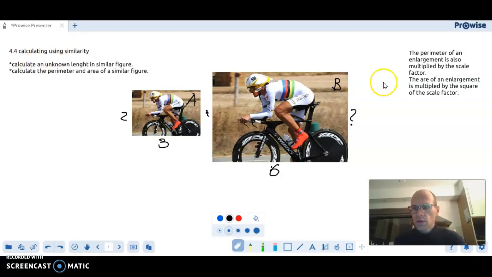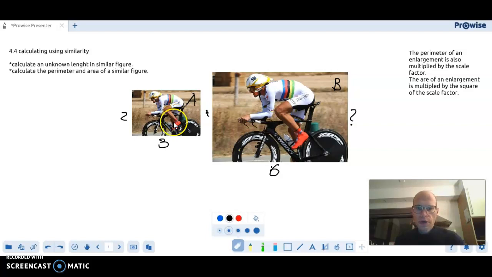The other thing, calculating the perimeter and the area, is very simple. If you know the perimeter of one, then you multiply that number by the scale factor, and then you have the perimeter of the other. And the area, if you know the area of the original, and you need to calculate the area of the enlargement, then you first need to square the scale factor, and then you multiply the original area by it, and you get a new area.